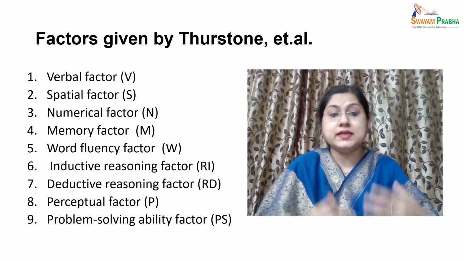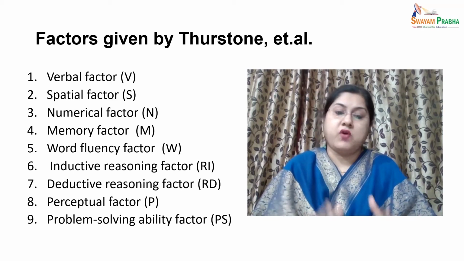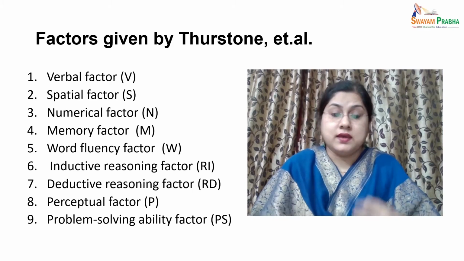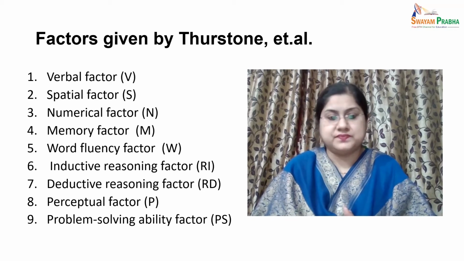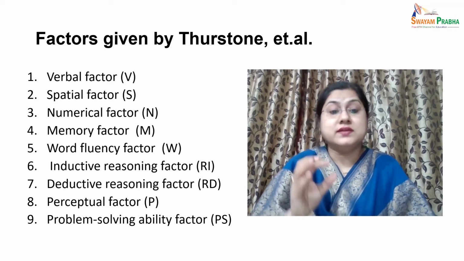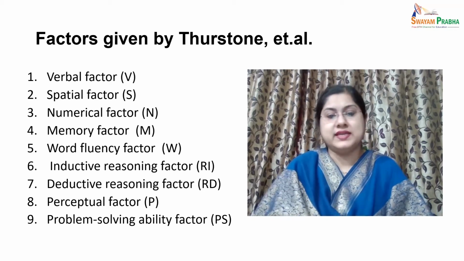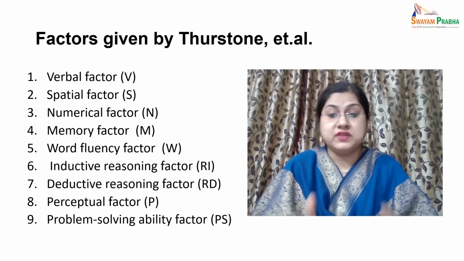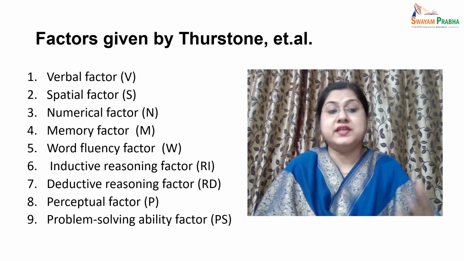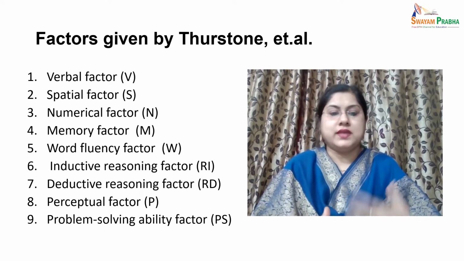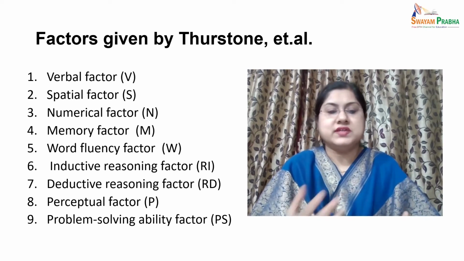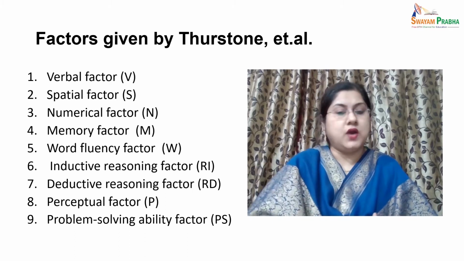So the weakest link in the group factor theory was that it discarded the concept of a common factor. It did not take Thurston very long to realize his mistake and to reveal a general factor in addition to group factors. So in this way, Thurston himself did a kind of criticism of his theory.